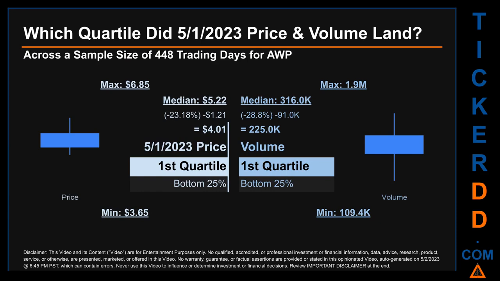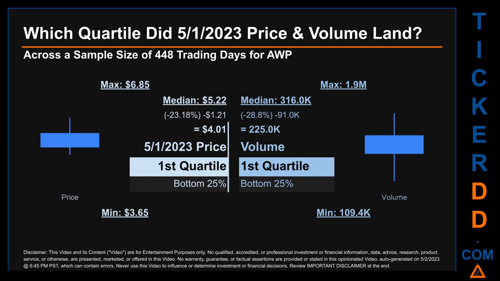The day's volume landed within the first quartile, at the bottom 25% of all sampled daily volume, which saw a max daily volume of 1.9 million and a minimum of 109.4 thousand. Quartiles tell us about the spread of a data set by breaking that data set into quarters, just like how the median breaks the set into half.